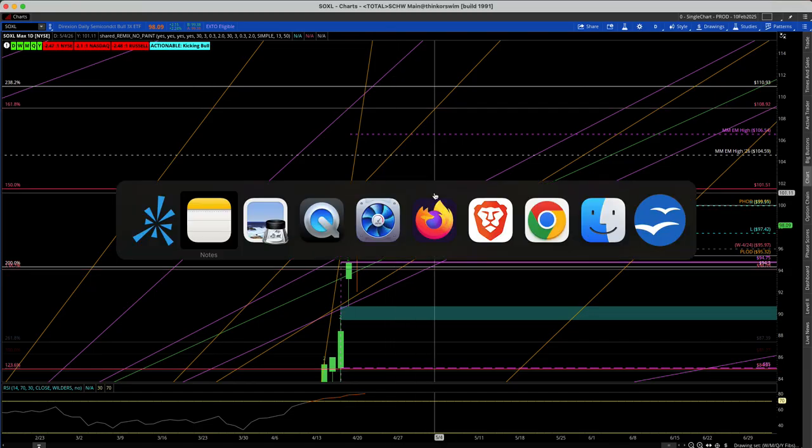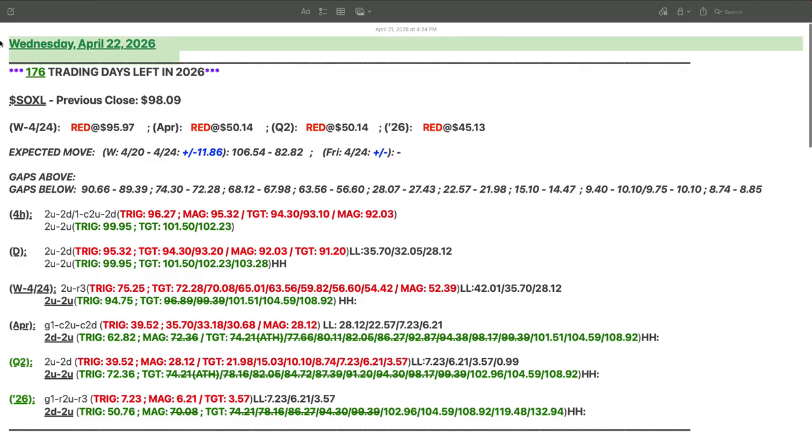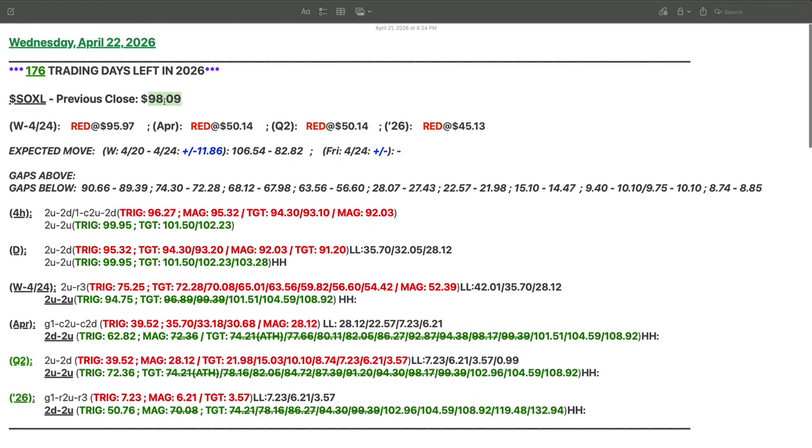Let's just go ahead and switch to the notes. We looked at charts quite a bit. So again, for Wednesday, April 22nd, there'll be 176 trading days left in 2026, and the close price on Tuesday, April 21st was 98.09.